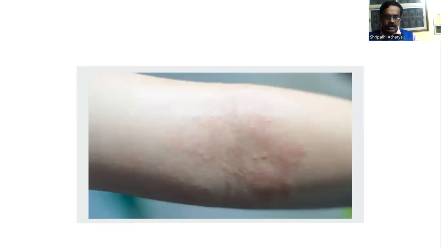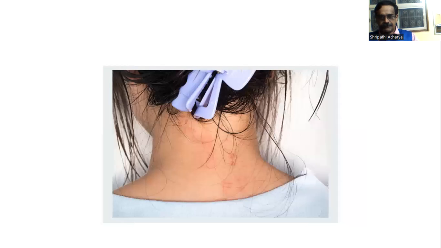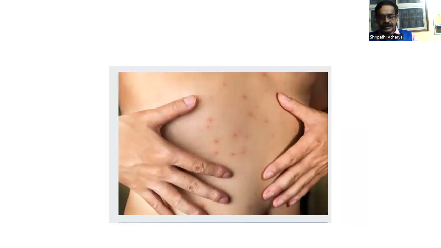You see in the cubital fossa, there are areas of erythema and eruptions. Clinically, the patient will have itching, oozing, scaling. In this patient, you can see behind the neck, there are areas of erythema and eruptions. There will be severe itching in the patient. This is another case of contact dermatitis. You can see the erythematous areas with the eruptions. Severe itching will be there with scaling or oozing.